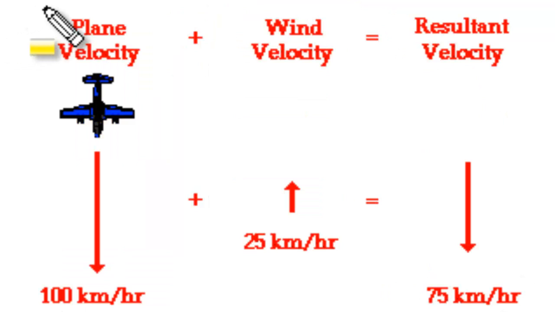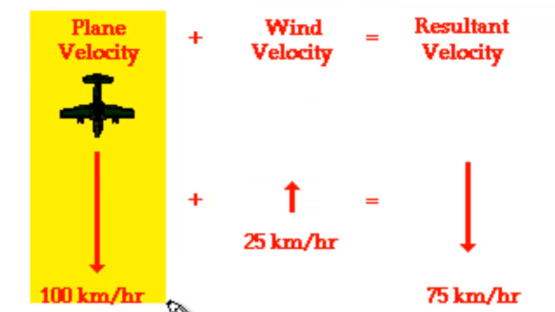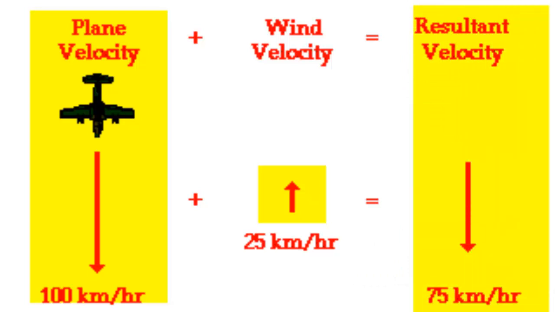One more example, we have that same plane and it's still going at 100 kilometers per hour. And the wind is still blowing, but now the wind is blowing in the opposite direction. We call that a headwind because it's blowing at the head of the plane. So it would be a negative 25 kilometers per hour. So plane to air is 100 kilometers per hour. Air to ground is negative 25 kilometers per hour. And the resultant velocity of the airplane, plane to ground, is 75 kilometers per hour.